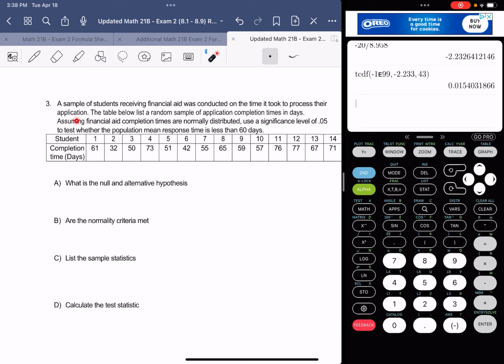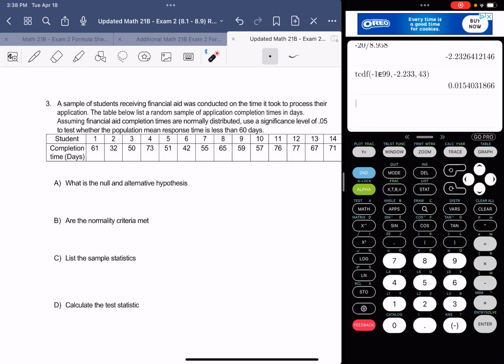A sample of students receiving financial aid was conducted on the time it took to process their application. The table below lists a random sample of application completion times in days. Assuming financial aid completion times are normally distributed, use the significance level of 0.05 or 5% to test whether the population mean response time is less than 60 days.